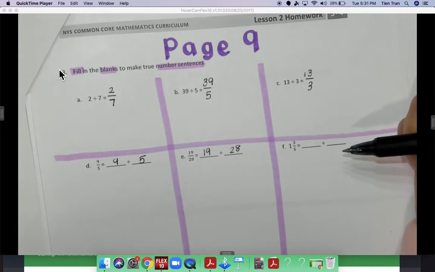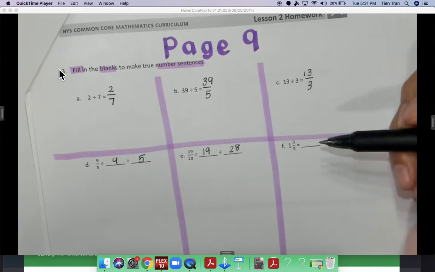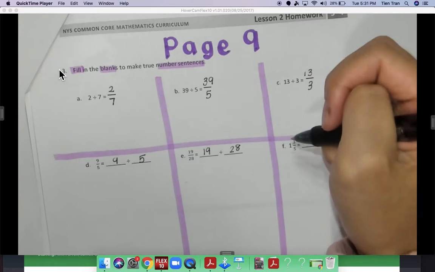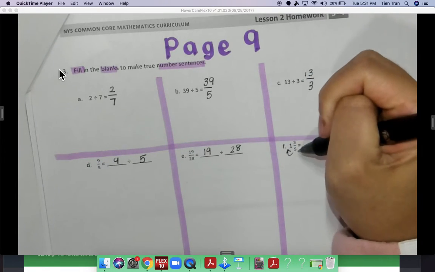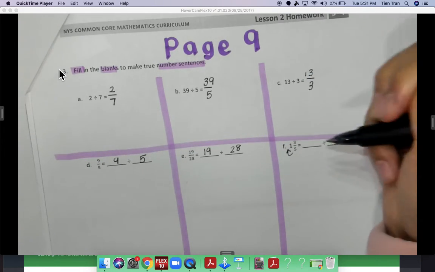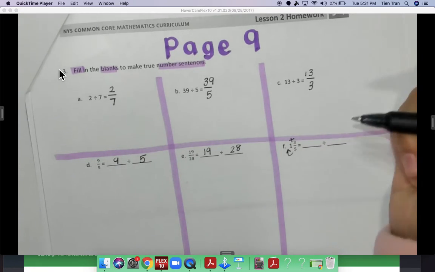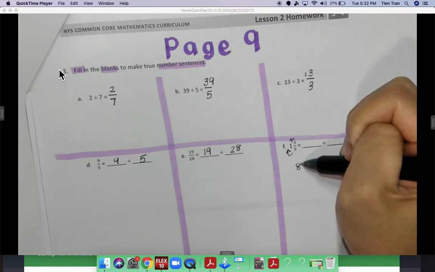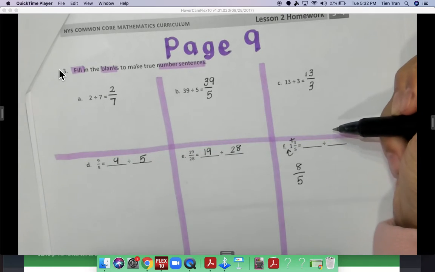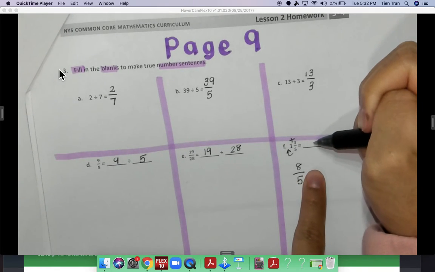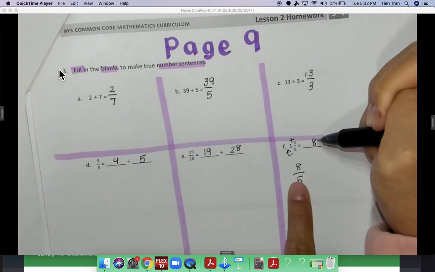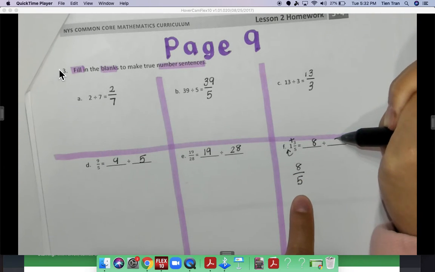What I'm going to do is change this, because if you notice it's a mixed number, into an improper fraction. To do that, I'm going to multiply 5 times 1, which is equal to 5, and 5 plus 3, which is equal to 8. So now I have 8/5. Now I can write my fraction or division equation of 8 divided by 5.